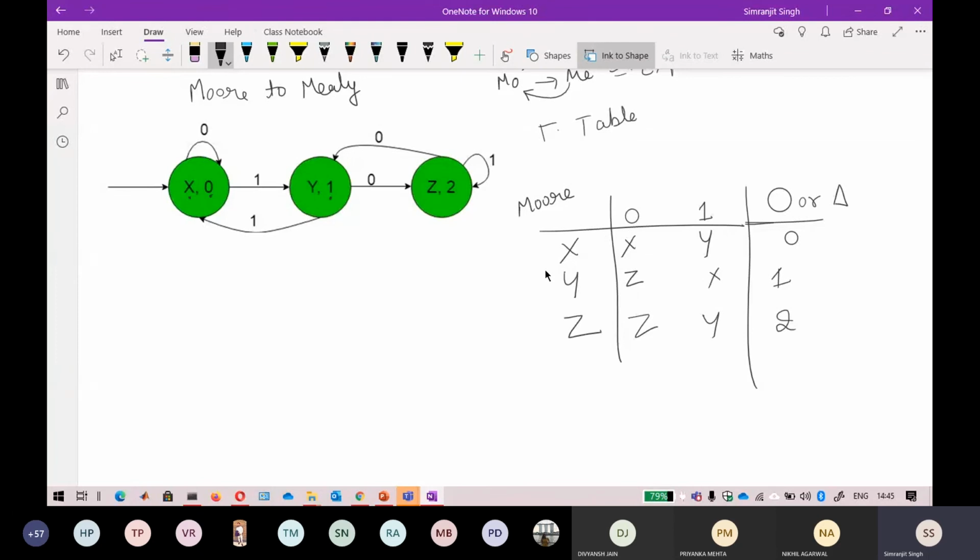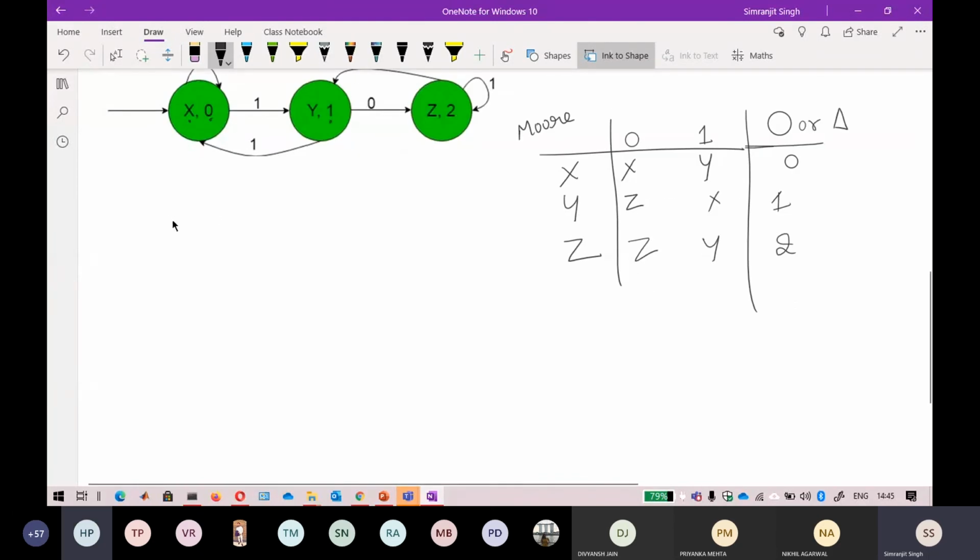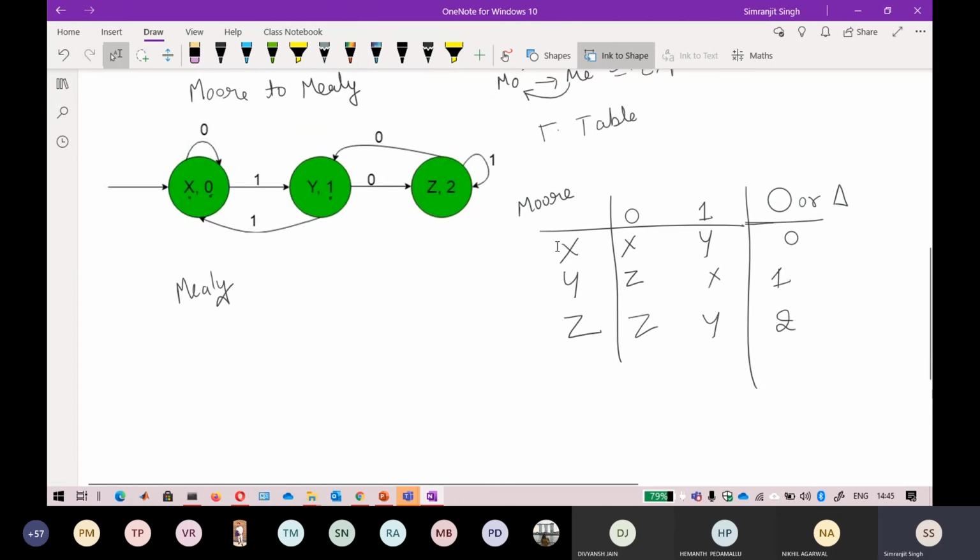Now what you do, you just directly draw a table of. You made the Z transition mistake. Okay, Z on 0, just let me see, is going towards Y. Okay, sorry for that. And Z on 1 is staying at Z. Yeah, absolutely right. Okay, now see, now directly draw the transition table of Mealy.